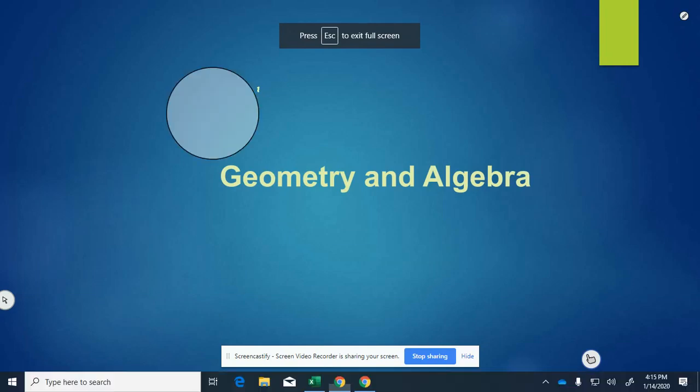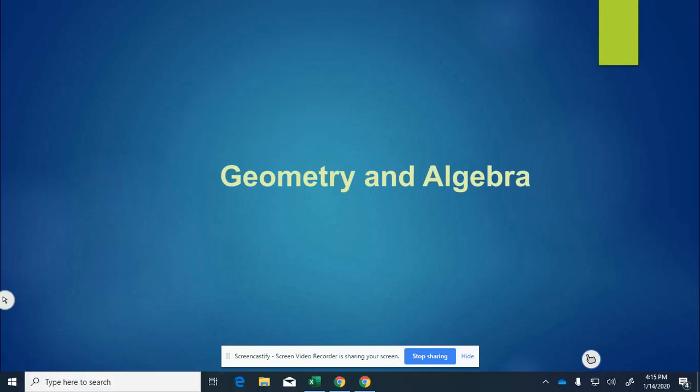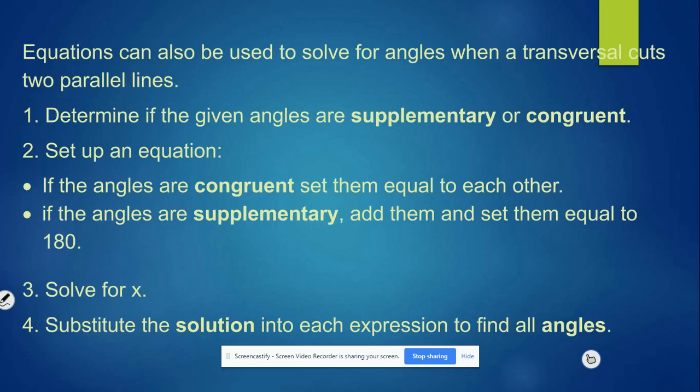Hey gang, today we're going to be doing some more geometry and algebra. Equations can also be used to solve for angles when a transversal cuts two parallel lines.